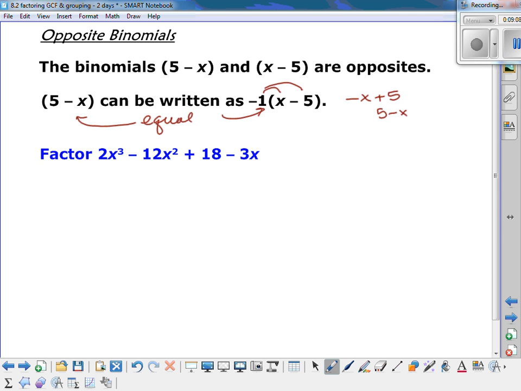Okay. So since we want to have common binomials, if we end up with opposite binomials, we have to flip one of them around and make it negative, basically, so that our binomials are the same. It'll make more sense probably once I do a problem. So.